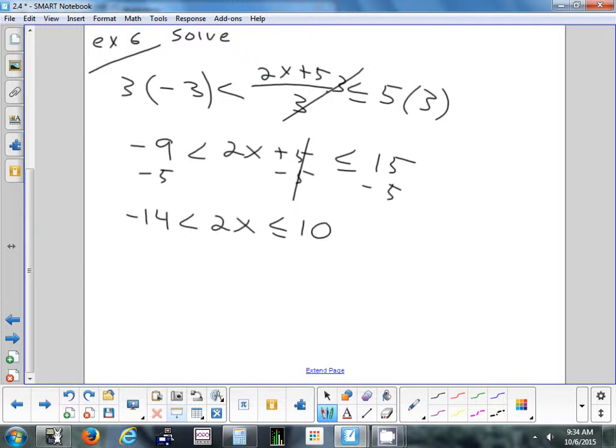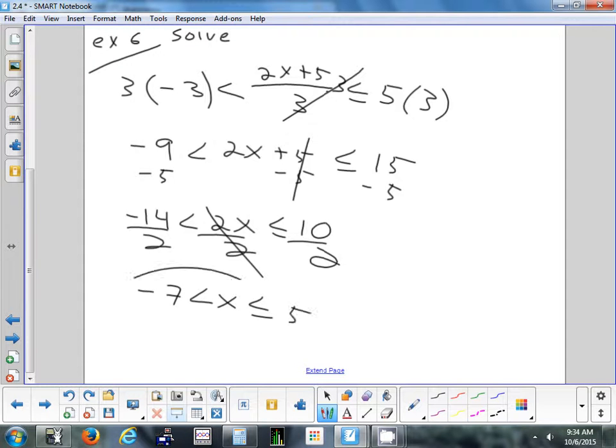And Matt, what would be my last step? Divide by 2. Yeah, divide everything by 2. So on the left, we're going to get negative 7. On the right, positive 5. That's it. That's a double inequality, which I could have done graphing. I could graph the left in y1, graph the middle in y2, graph the right in y3, and then I'm looking for where something is sandwiched between two other things. I don't think we need to look at that right now.